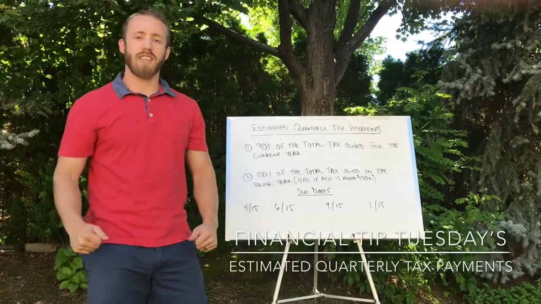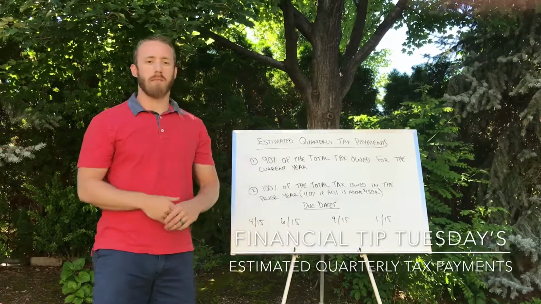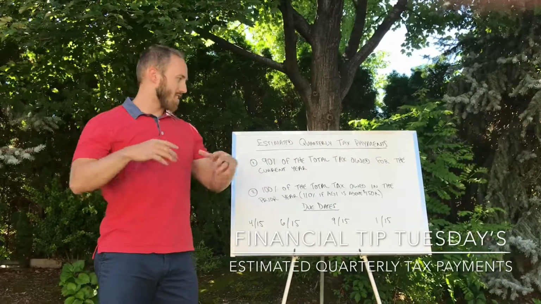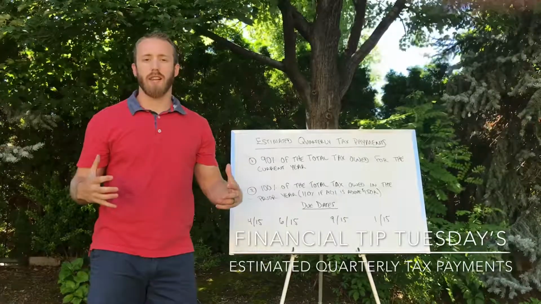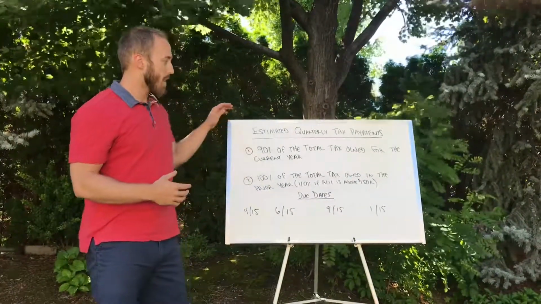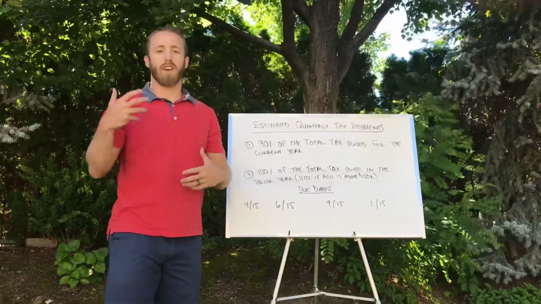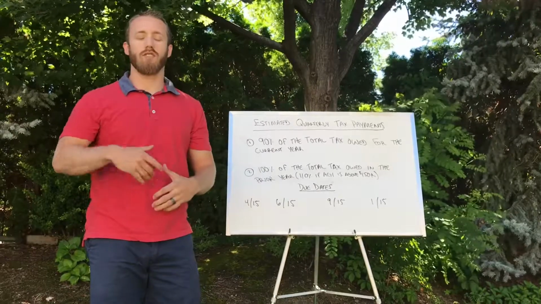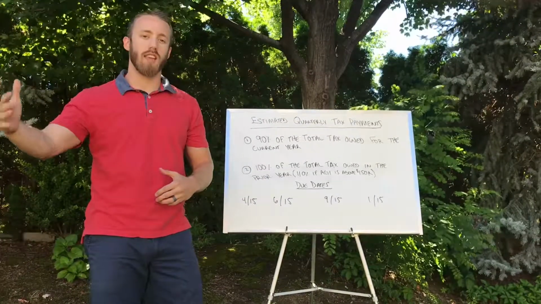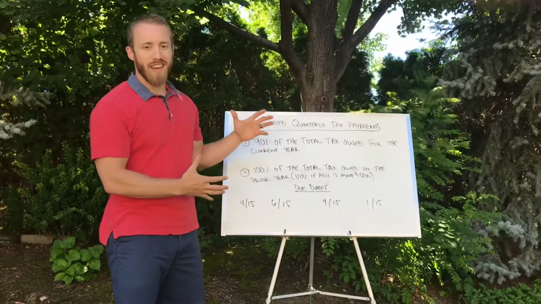Today we are talking about estimated quarterly tax payments, what they are and why we need to make them, and the overlying rules around estimated quarterly tax payments. So why we have estimated quarterly tax payments is we are actually supposed to be paying in our taxes throughout the year instead of just on the following year on April 15th. And so because of that, we have estimated quarterly tax payments.